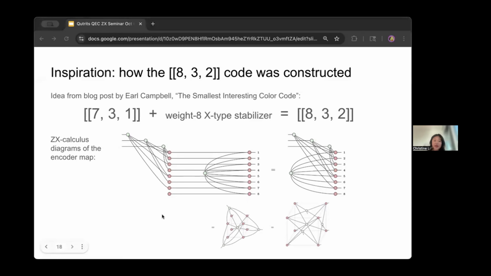In this case, one thing to note is that it just so happens that adding this X-type stabilizer maintains the logical gate implemented by this circuit. But in general, it's not true that if you add any stabilizer, the logical gate is preserved. So we'll see that we have to do some extra work to make sure that the logical gate we wanted to implement in the first place is preserved when we add stabilizers to increase code distance.